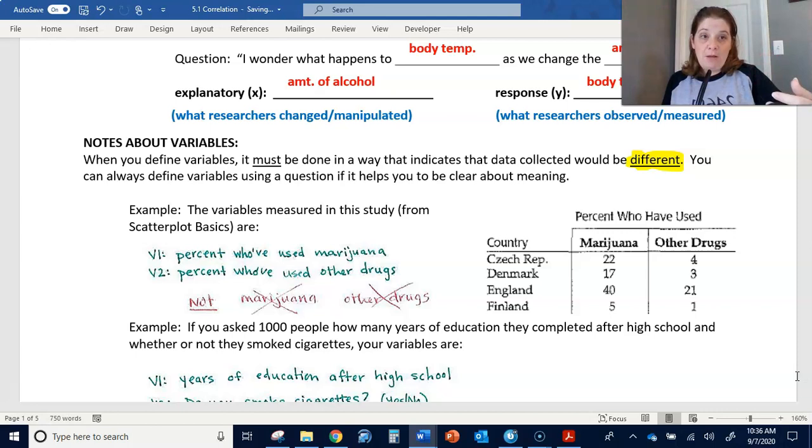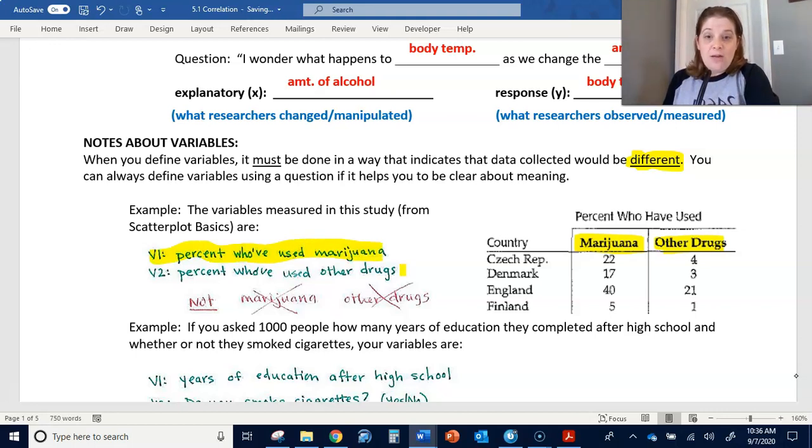So on the scatterplot basics from our last lesson, we had this example where they went to several different countries and they measured the percentage of people who claim to have tried marijuana and the percentage of people who claim to have tried other drugs. Okay, so if I was going to talk about these variables, again, these are my individuals, my countries, okay? My variables would be the percentage who've tried marijuana and the percentage who've tried other drugs.